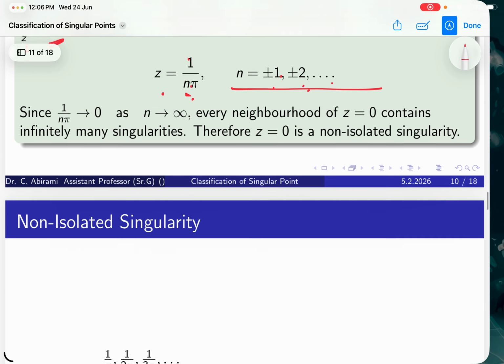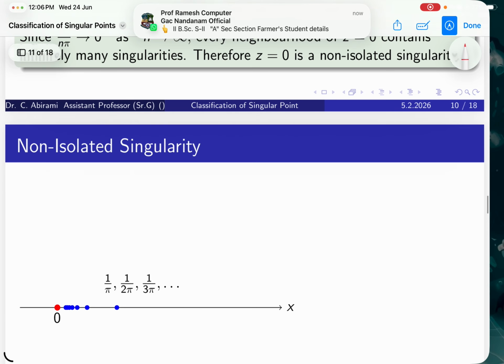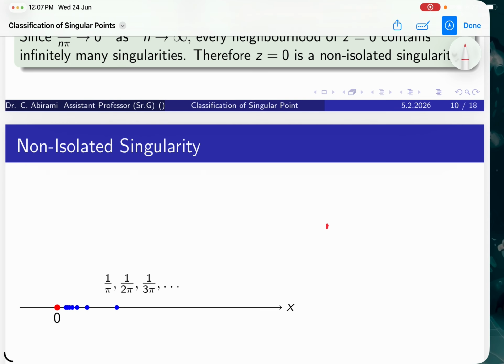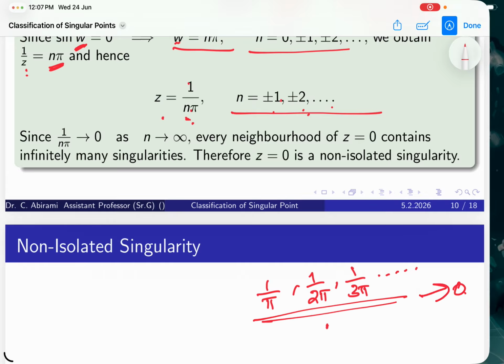So what is given? z is equal to 0 is a non-isolated singularity. If I construct a small circle around z is equal to 0, see, these are all singular points, 1 divided by n pi. If I put n is equal to 1, n is equal to 2, n is equal to 3, 1 means 1 pi, n is equal to 2 means 2 pi, n is equal to 3 means 3 pi and so on. As n tends to infinity, n can take a larger value. So what happened? This z tends to 0. Am I correct or not?